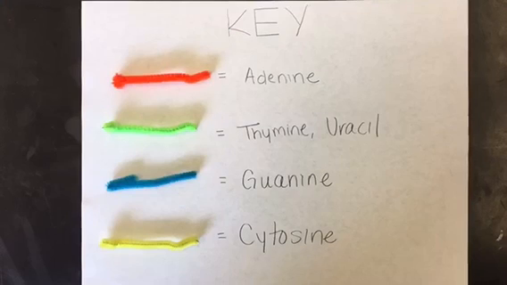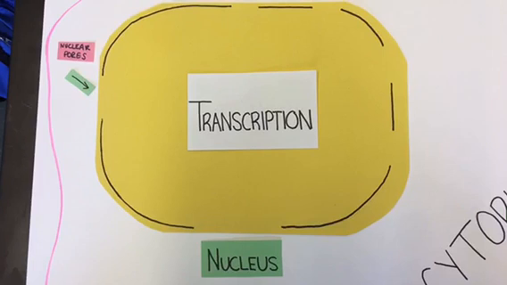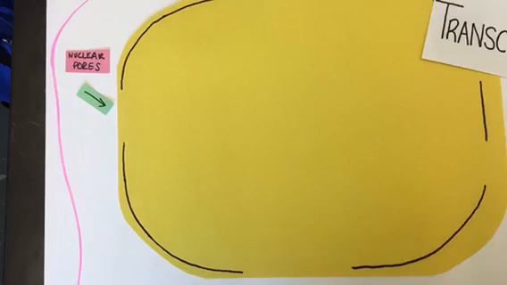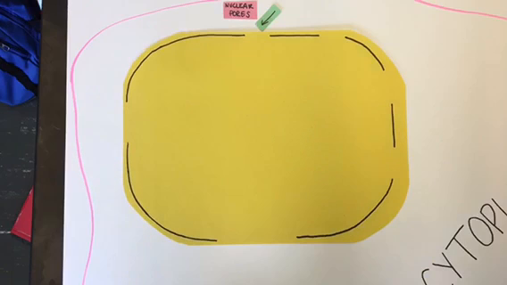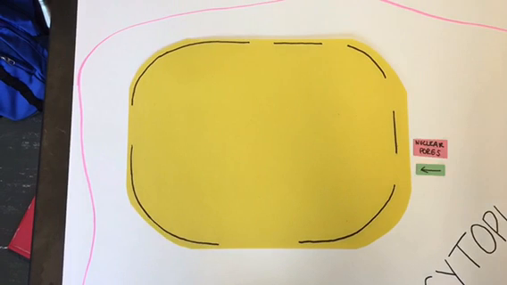In this case, adenine will be orange, thymine and uracil will be green, guanine will be blue, and cytosine will be yellow. The first step to protein synthesis is transcription. This occurs in the nucleus. Surrounding the nucleus is the nuclear membrane. For the mRNA to be able to leave the nucleus, it must go through nuclear pores, which are these.